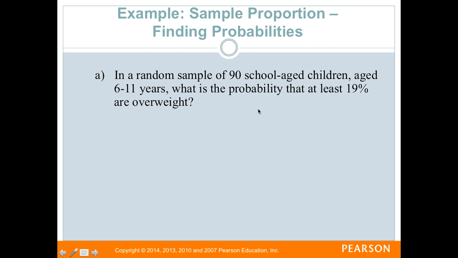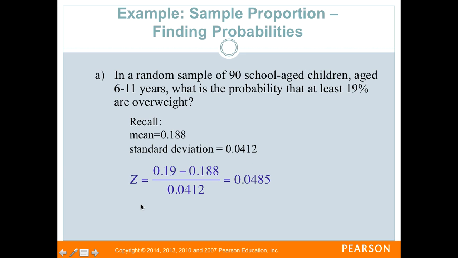So question A says in a random sample of 90 school-aged children, so we're going to go ahead and select 90 school-aged children, and we're going to calculate the proportion that are overweight. We want to find the probability that at least 19% are overweight. So if you recall from the previous slide, the mean is the 0.188, and the standard deviation that we calculated was 0.0412.